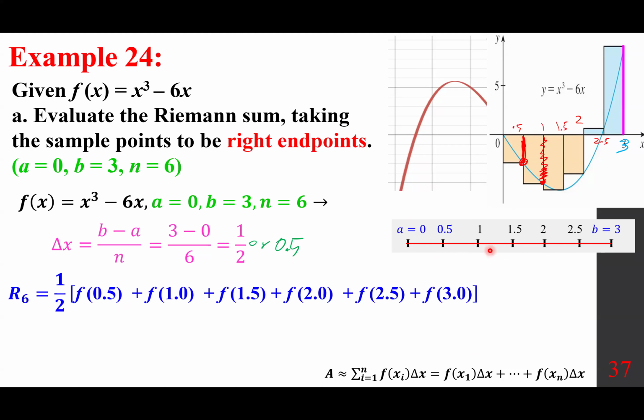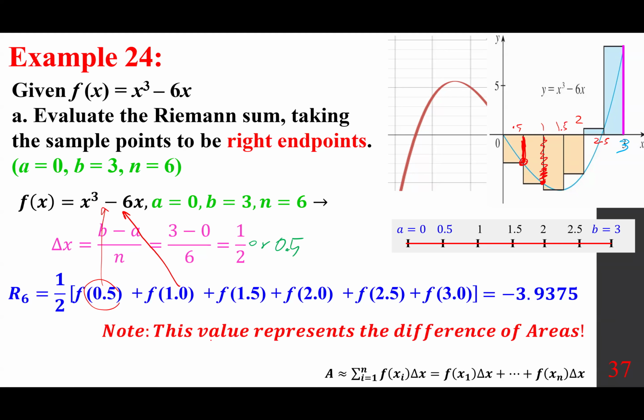And that gives me 0.5 cubed minus 6 times 0.5. I want 1, 1 cubed minus 6 times 1, and the rest of it. You put them together, you get negative 3.9375. Is this the area under the curve? No, it's the difference of areas. Is this right? It's an approximation.